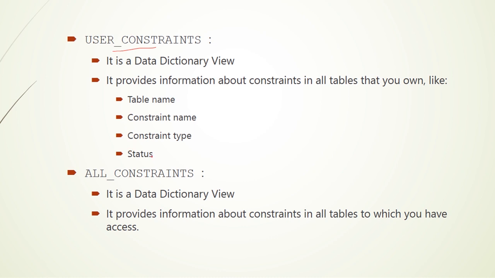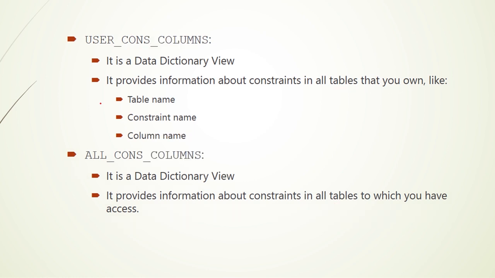ALL_CONSTRAINTS is also a data dictionary view. It provides information about constraints in all tables to which you have access. We can also use USER_CONS_COLUMNS. It is also a data dictionary view. It provides information about constraints in all tables that you own: the table name, the constraint name, and the column name.